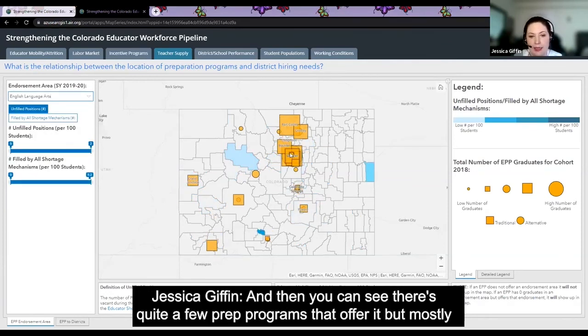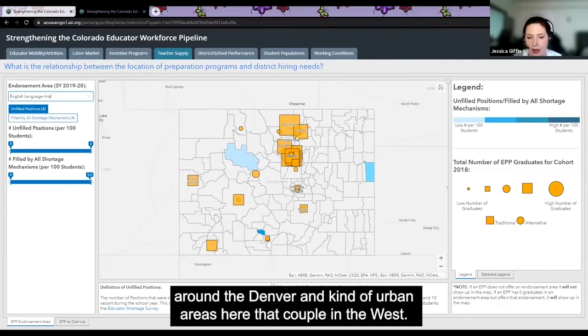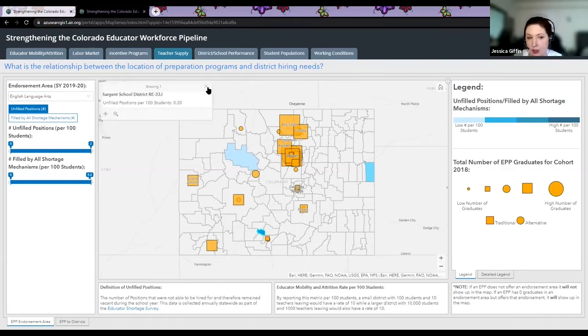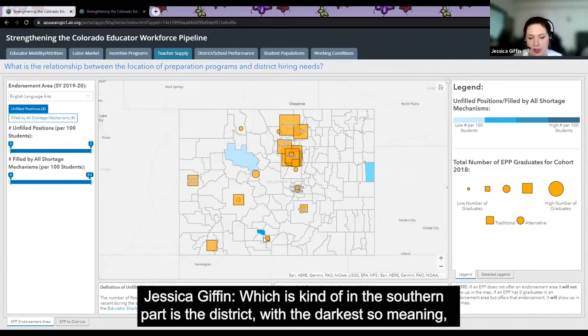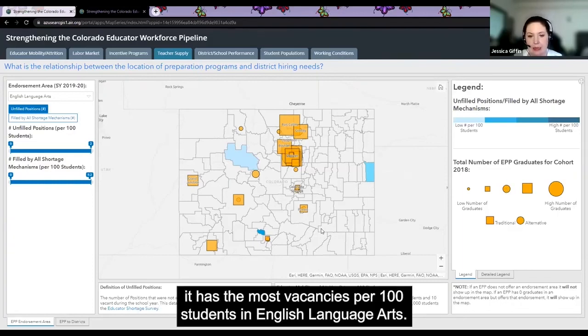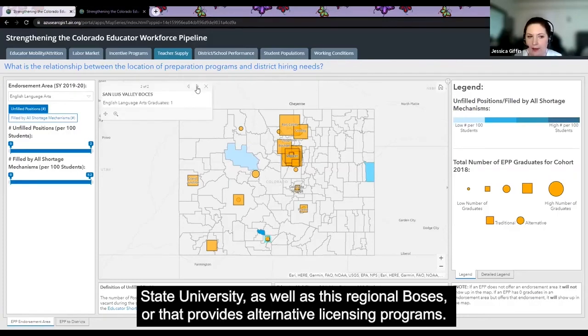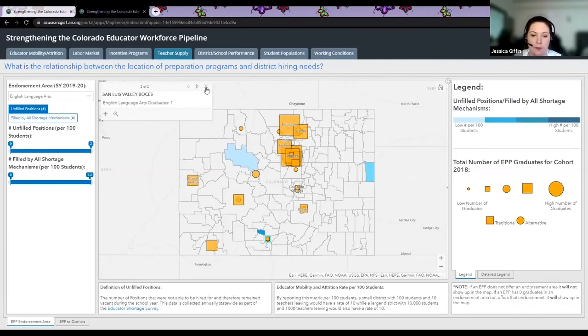And then you can see there's quite a few prep programs that offer it, but mostly around the Denver and kind of urban areas here. Got a couple in the West. But interesting, this little district here, which is Sargent School District, which is kind of in the southern part, is the district with the darkest, meaning it has the most vacancies per 100 students in English language arts. But interestingly, there are two prep programs right next door. They have Adams State University, as well as this regional BOCES, that provides alternative licensing programs.